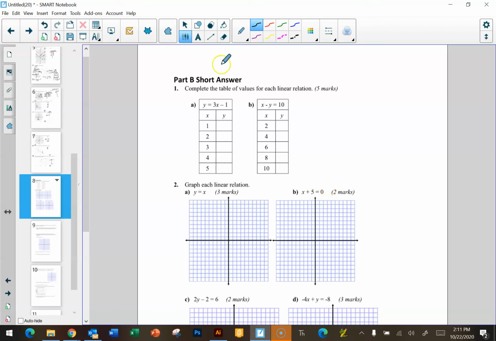Short answer, show all your work, please. We're not able to give part marks, and we're not able to give feedback if you don't show your work, and it's actually built into your marks. So it's not even optional anymore. Show all your work. Complete the table of values for each linear relation. Okay, this is just plugging values in and seeing what you get out.